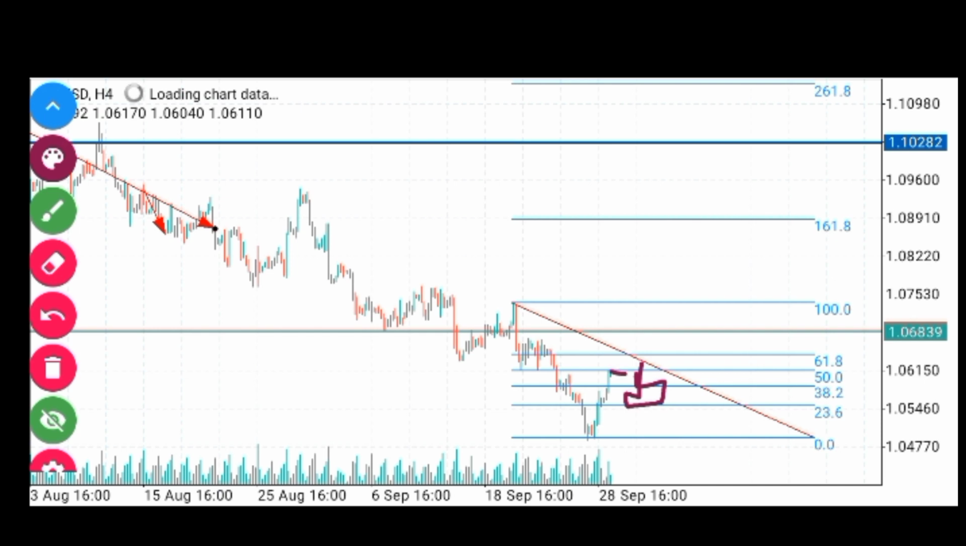Now, what we have to do is enter our trade and put our stop loss above the next zone that we see, because there's evidence that the market could still come and play around there before continuing downward. So in a nutshell, this is how you trade using Fibonacci retracement.